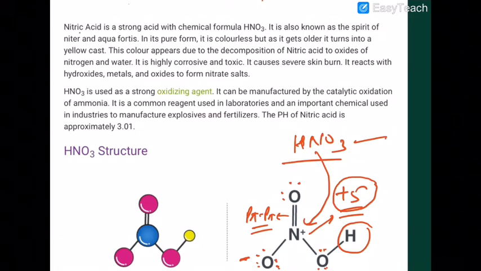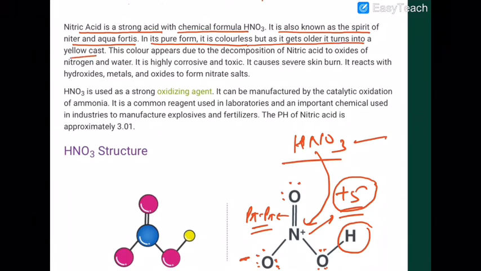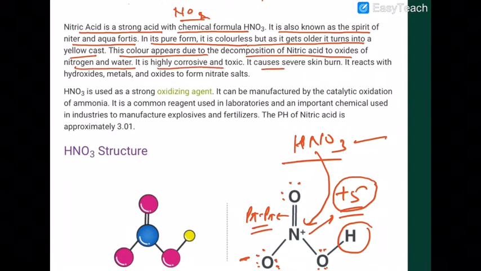So nitric acid is a strong acid with chemical formula HNO3. It is also known as spirit of nitre and aqua fortis. In its pure form it is colorless, but as it gets older, it turns a yellow cast, due to the presence of NO2. This color appears due to the decomposition of nitric acid to oxides of nitrogen and water. It is highly corrosive and toxic. It causes severe skin burns. It reacts with almost all hydroxides, metals and oxides. HNO3 is used as a strong oxidizing agent.